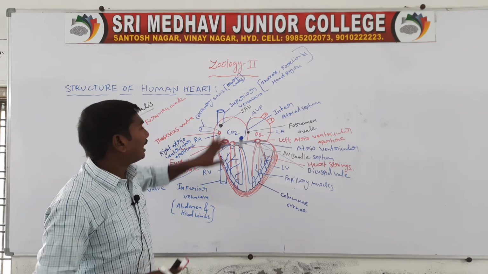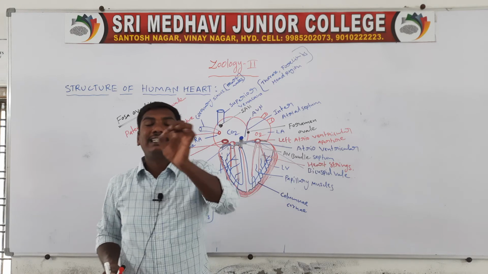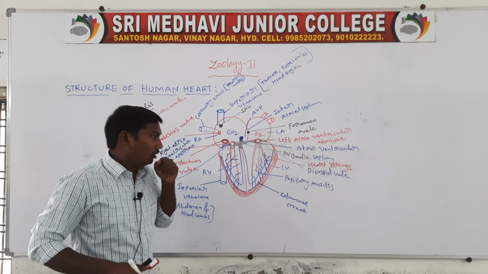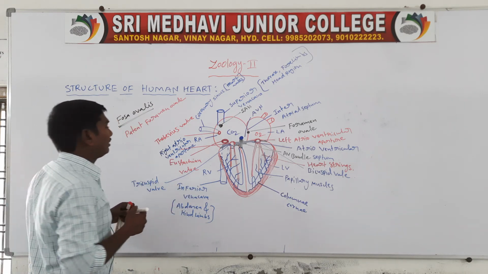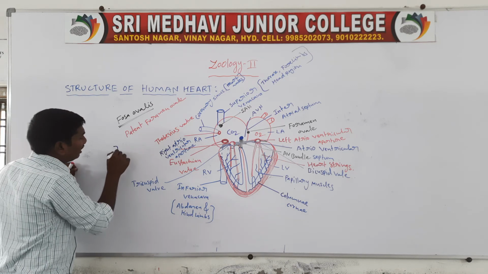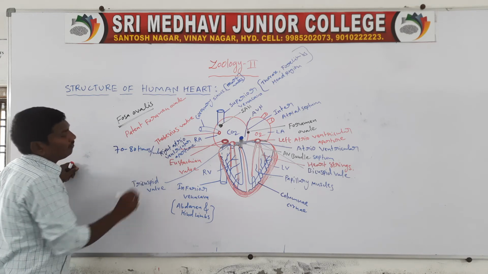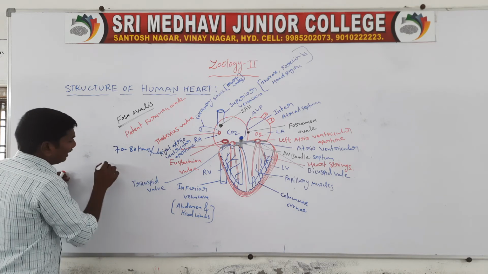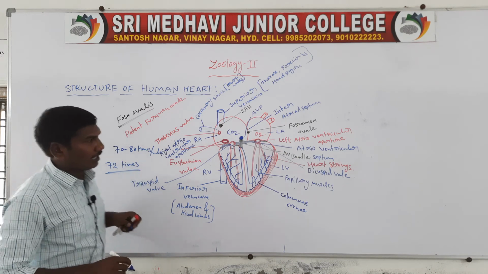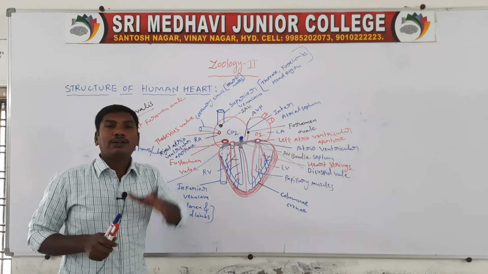Normally the SAN generates an action potential every 0.6 seconds, generating one action potential each time. In normal human beings, the heart contracts and relaxes, that is, heartbeats, 70 to 80 times per minute, approximately 72 times per minute. Next one, aortic arches.